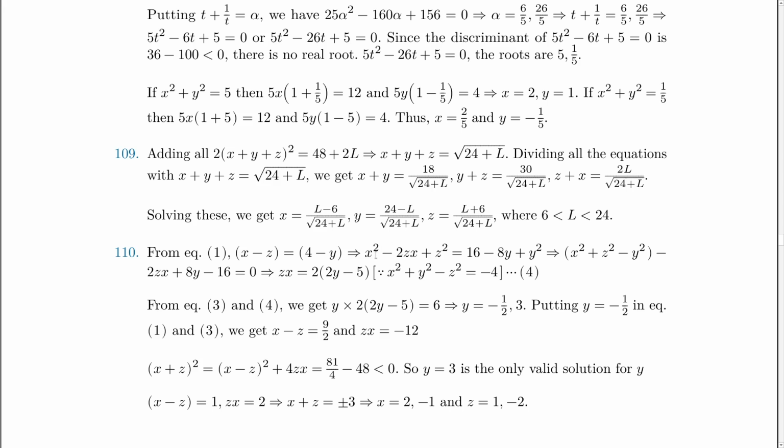So we square it, we get x square minus 2zx plus z square is equal to 16 minus 8y plus y square. We get x square plus z square minus y square is equal to 2zx plus 16 minus 8y. That is zx is equal to 2 into 2y minus 5, because it is given that x square minus y square plus z square is minus 4. So if you put minus 4 here, minus 16 will become minus 20, and then we have it.